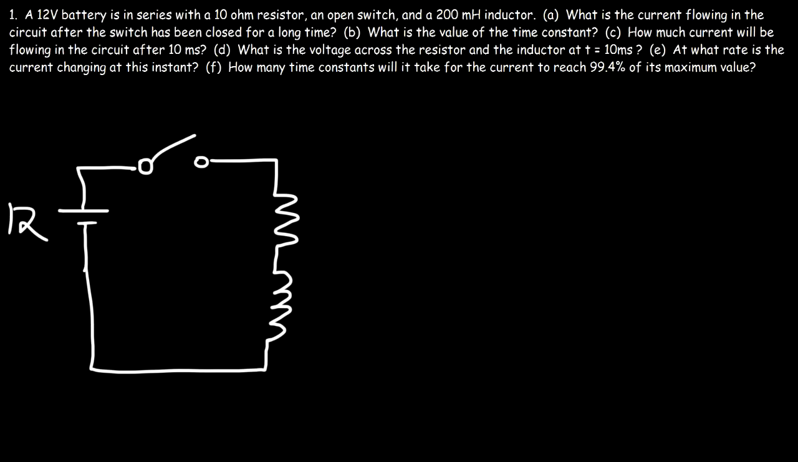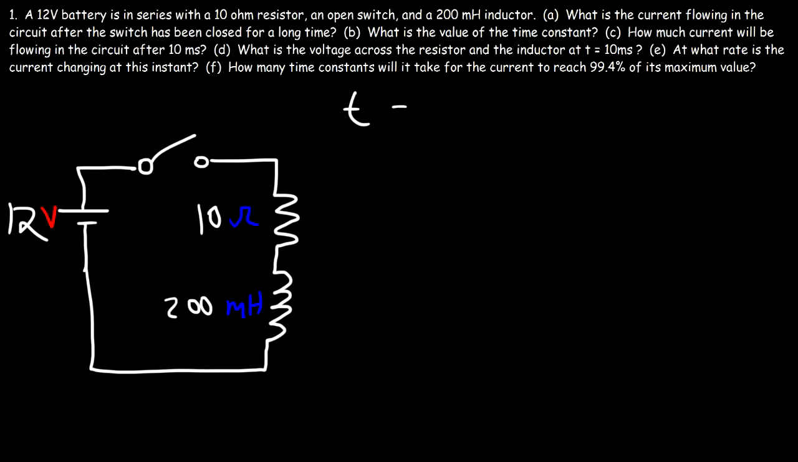Now what we have is a 12-volt battery, and this is a 10 ohm resistor and a 200 millihenry inductor. What is the current flowing in the circuit after the switch has been closed for a long time?